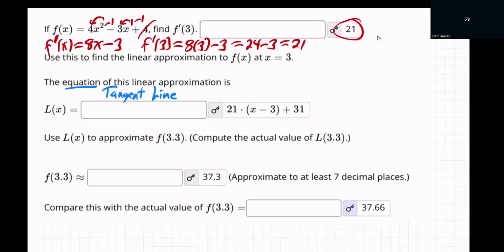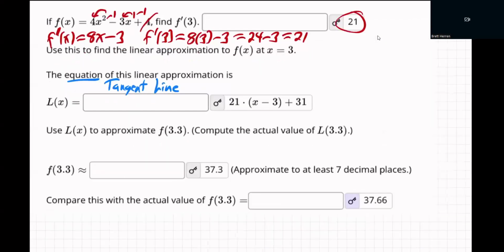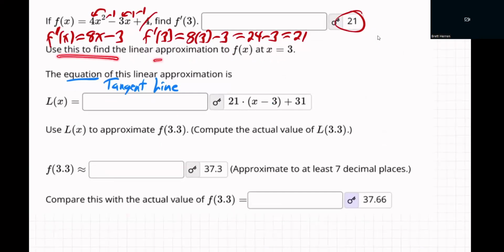So coming back up, how do we find it? When it says use this to find an approximation at x equals 3, it means find the tangent line. All right, so here's the equation. How did they come up with that? Well, they started with this. This right here is the slope. That's the m, right? So we have y equals mx plus b. It's a tangent line equation.